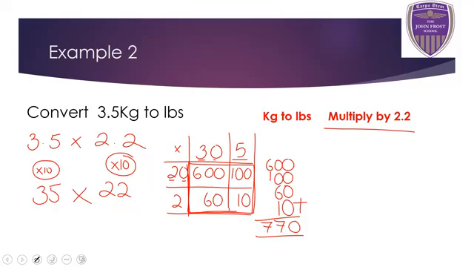That's not the final answer, because remember at the start we multiplied by 10 twice. So what we need to do is to divide by 10 twice, or divide by 100, which is the same. So you'll end up with 7.7 pounds. When you're ready, move to the next slide.